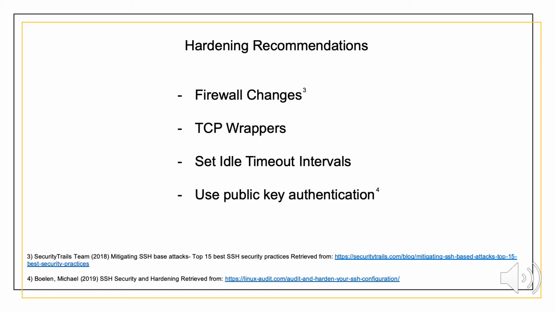Next would be to introduce a TCP wrapper. A TCP wrapper will give you a host-based access control list, or ACL, that allows you to filter who can access the SSH server. You would implement this by denying all traffic by modifying the host.deny file first, then allow specific IPs in the host.allow file. This will allow that IP to be the only one allowed to access the SSH server.